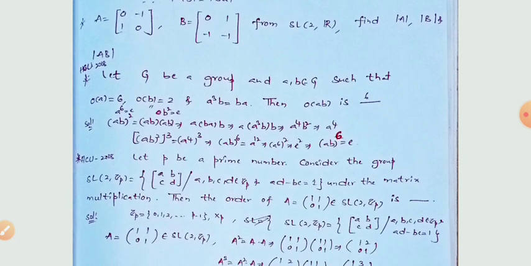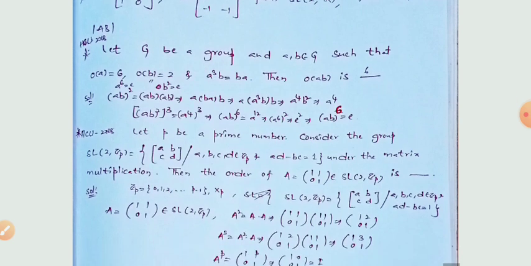Similarly we have to solve the above problem. Then I am solving another problem. Let G be a group and a, b belong to G such that order of A is equal to 6, order of B is equal to 2, and another condition is given: a cube into b is equal to ba. Then we have to show the order of AB is equal to 6.